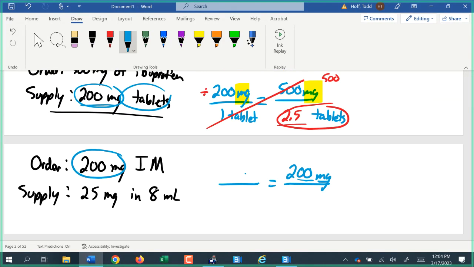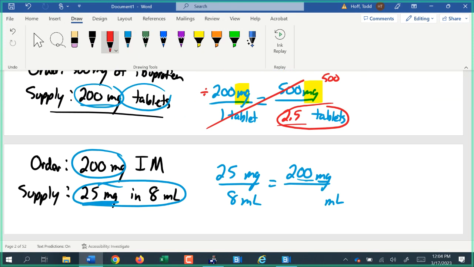Well, since that's milligrams, this has to be milligrams here for the on-hand dose. 25 milligrams is our on-hand dose. And that 25 milligrams is in the 8 milliliters, so the 8 milliliters becomes our vehicle. So again, that tells us that what's administered to the patient is going to come out in milliliters in this formula. So we cross, multiply, and divide. 8 times 200 is 1,600. Divided by 25 gives us 64. So we would administer 64 milliliters of that medication to the patient.